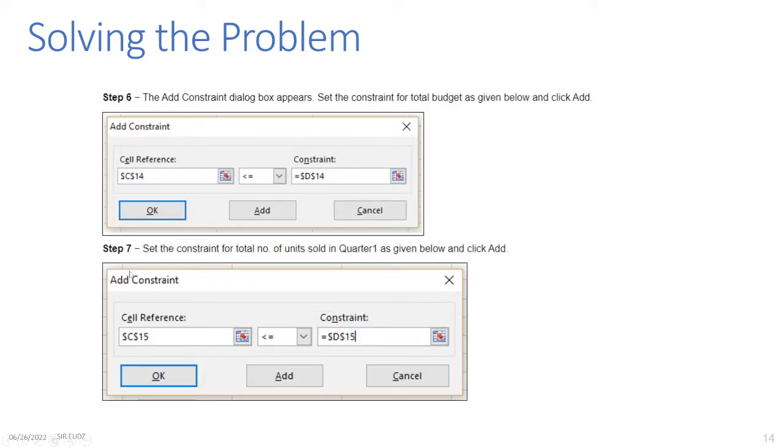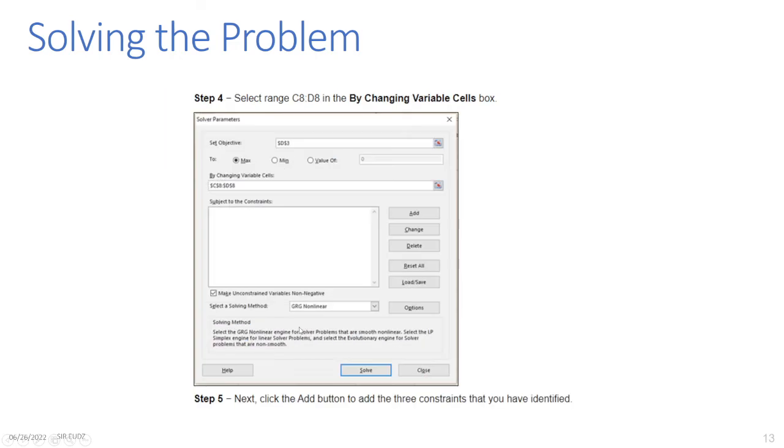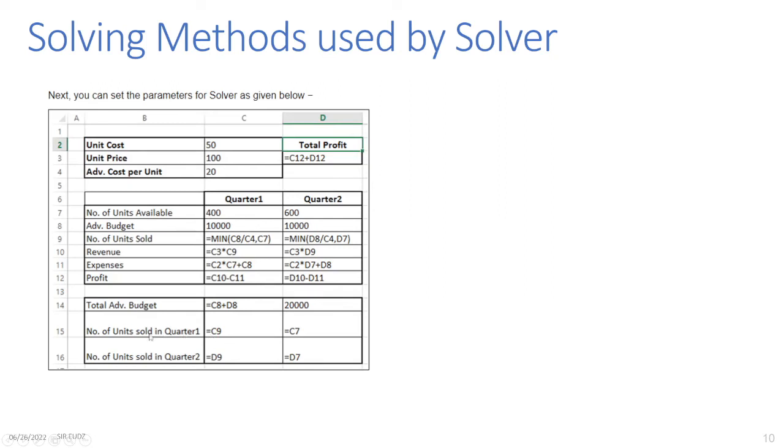And then in step 7, the constraint for total units sold for quarter 1. So C15 is less than or equal to D15. So what's that? That's the total number of units sold for quarter 1, C15. It should not exceed C7, or 400, which is the number of units available for quarter 1.